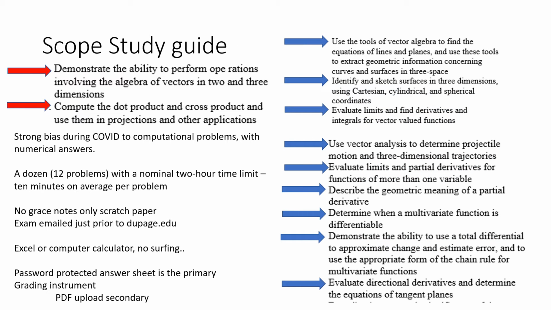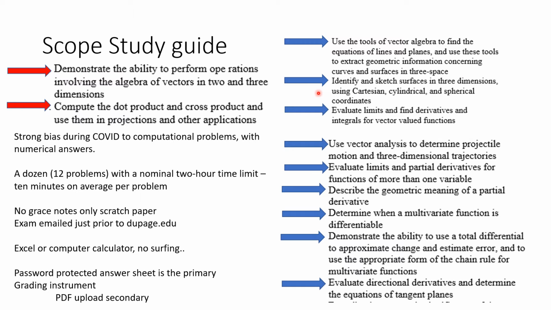So this is the scope study guide, I guess, for the midterm. Now the blue things over here are part of our formal Calc 3 learning objectives. And so I think this is where we are, and we've done this much so far. So we need to know about using vector algebra to find equations of lines and planes, and use these tools to extract geometric information concerning curves and level surfaces in 3 space.